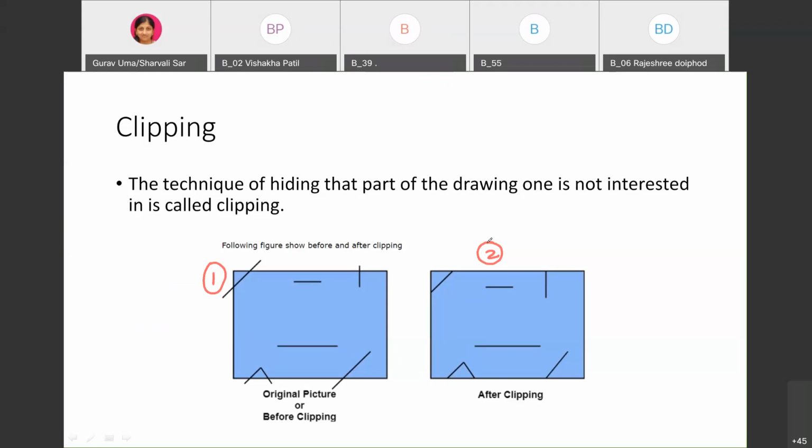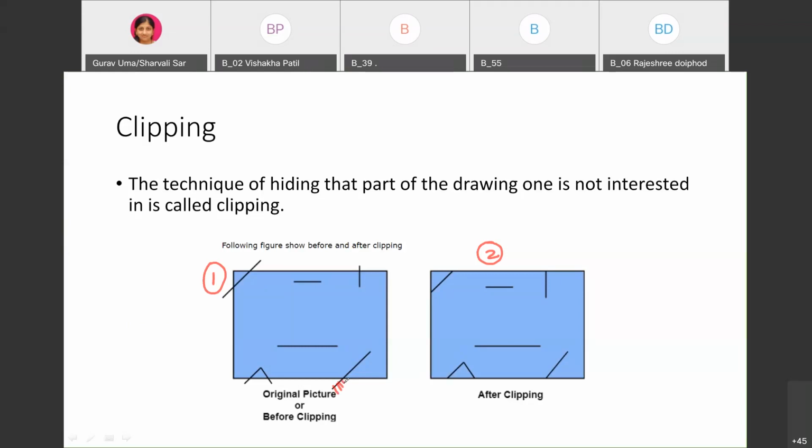When you are using the concept of clipping, the portion which is inside the window will only remain, and the rest of the portion will be deleted or hidden. So the portion of the line which is in the window will be visible, and the portion which is outside the window will be deleted. So this process is called clipping.